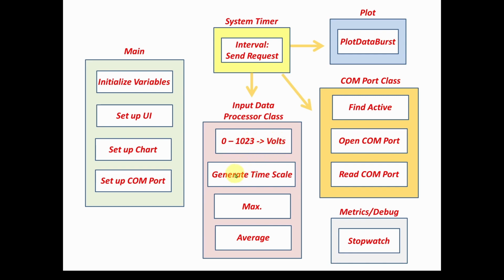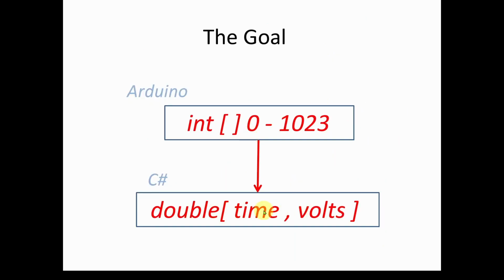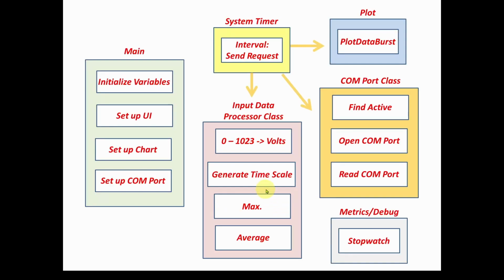Okay, so we wanted a time and voltage array of data that we can operate on. So it's going to generate that time scale and put those into this double array of time and voltage. Once we've got that, we can do a maximum, we can do an average value, we can do a bunch of analysis of this data for each scan, but this is the really important part. We've got to generate that double array. And once we've got that double array of time and values, we can just send that out to plot, and it will be very straightforward. So that's kind of the basic functionality.